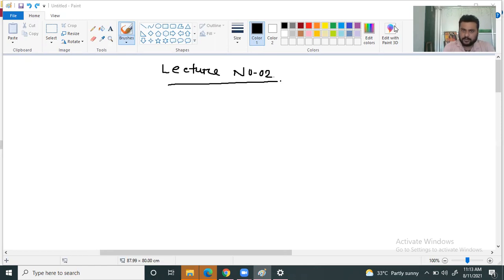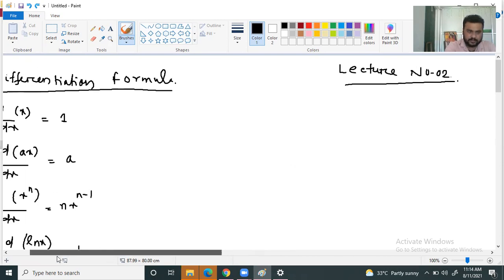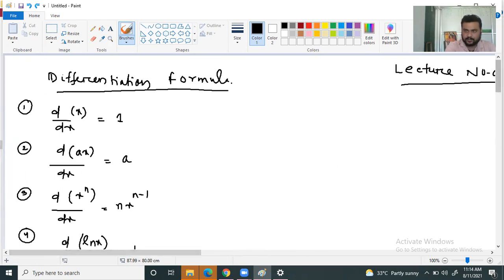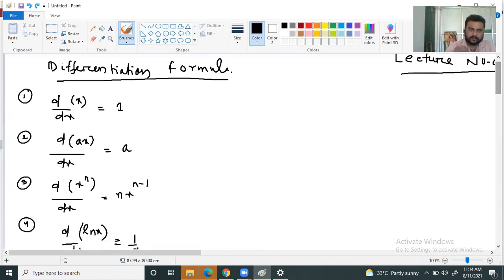In lecture number 1, we discussed the geometrical concept of the derivative. Today, in our lecture, we will discuss how to find the derivative of some fundamental functions. Before that, we have to look at some basic formulas given here. These are the formulas we have to remember.